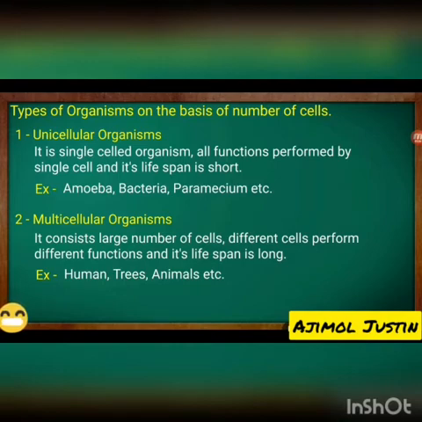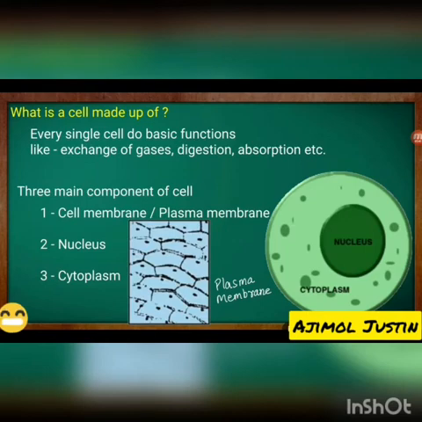So here when a lot of cells together perform a single function, then it becomes a part of a system. Now, because a large number of cells are concentrated in it, it has a very long lifespan. Examples are humans, trees, animals, etc. What is a cell made up of?